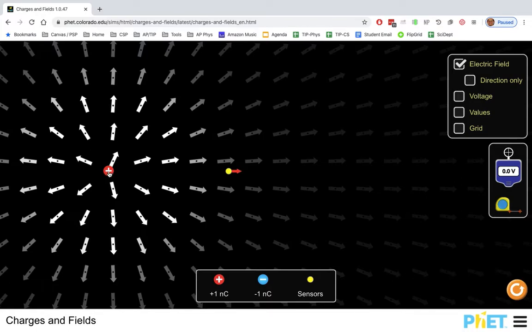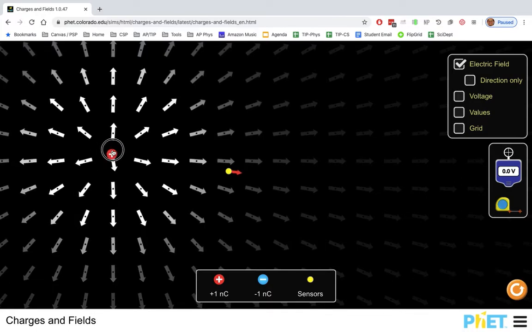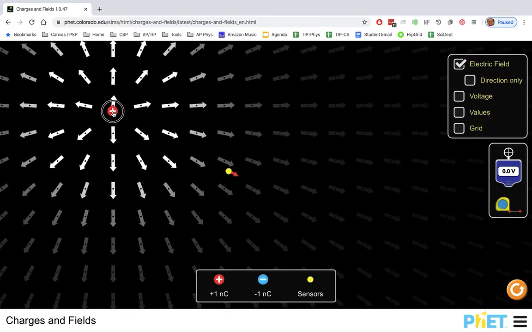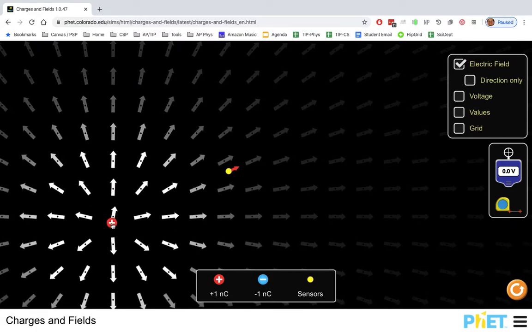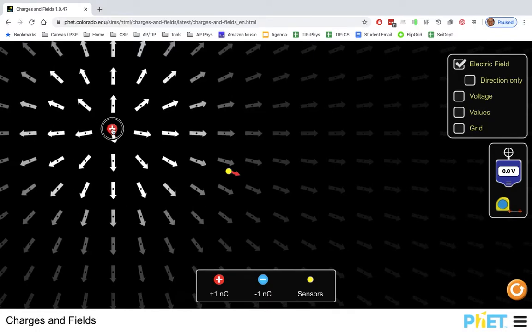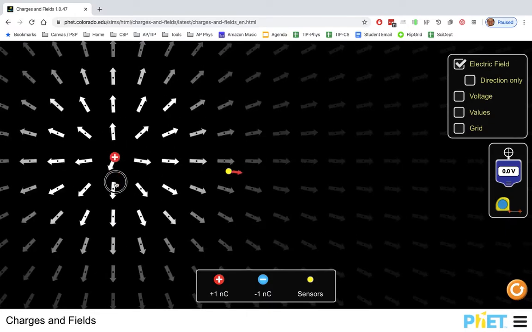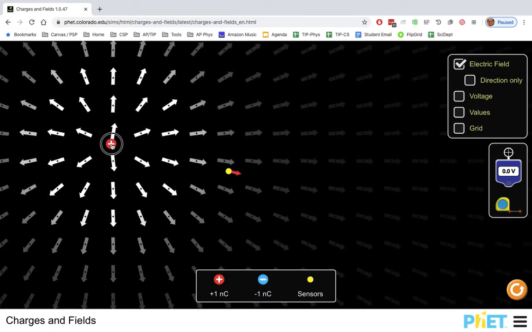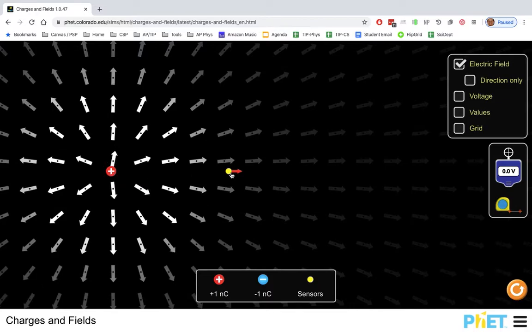Now, if I grab this charge and I move it up, the field changes. And you can notice that over here on this test charge, the field is now pointing down and to the right. And if I move this down, the force over here will be pointing up. So if I took this charge and wiggled it up and down, you can see that this little charge over here feels that force changing directions.